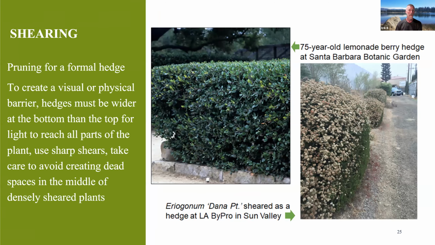Shearing. Okay, so it's surprising what you can use for hedges and shearing. So we've got a Dana Point buckwheat over here on the right. Somebody found this in an alley, and I guess these guys put in this Dana Point buckwheat and needed to get out of the way of the traffic and they started shearing it. And so they have this interesting, strange little hedge that they created.